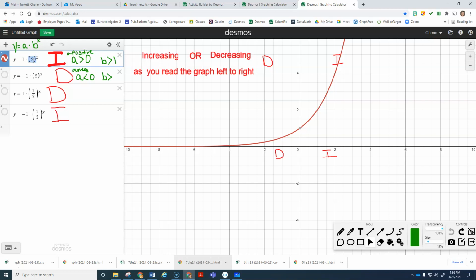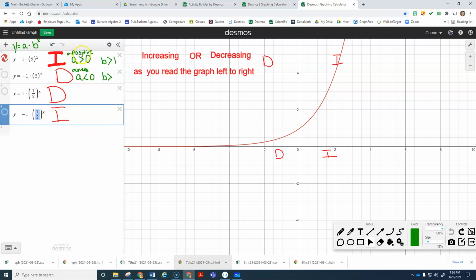That B value is a number bigger than 1, and this B value is a number bigger than 1. This B value is a proper fraction, meaning it has a value between 0 and 1. Okay, a proper fraction, and this B value is a proper fraction. So it's those combinations that tell you whether it's increasing or decreasing.